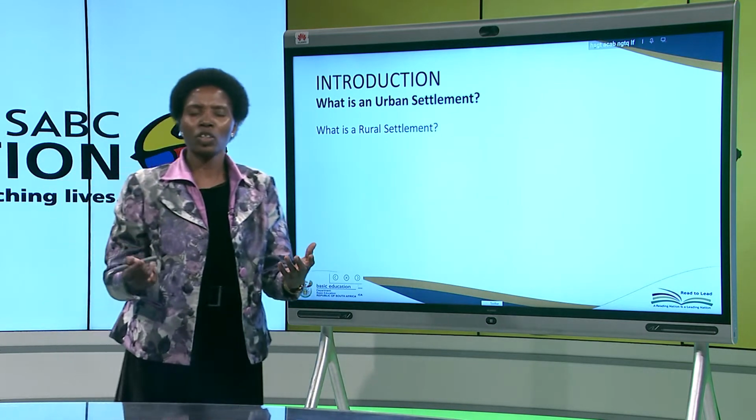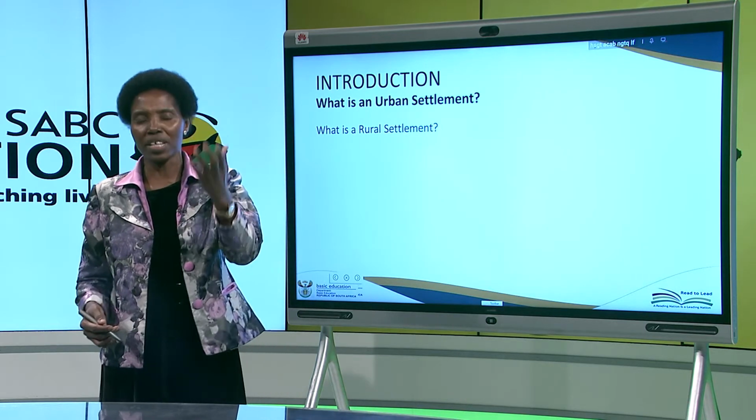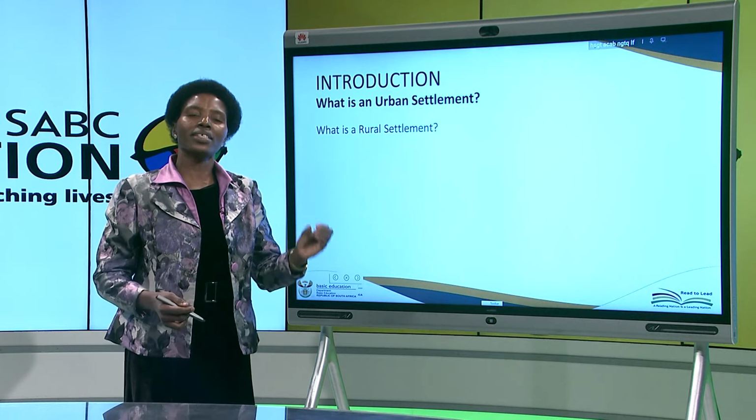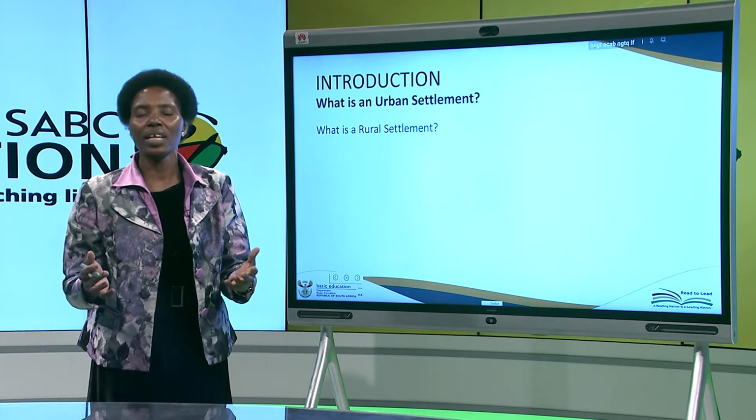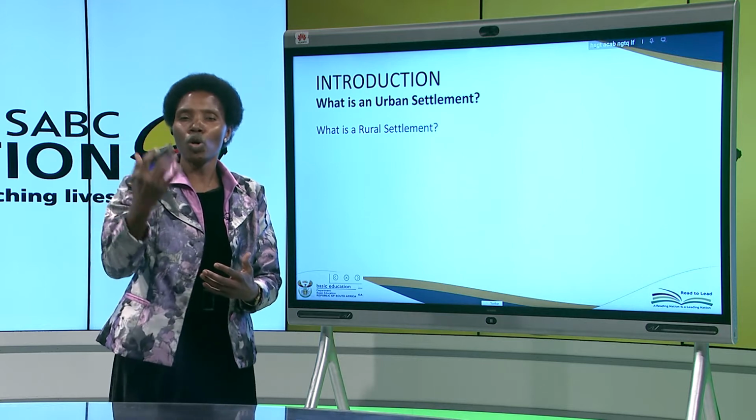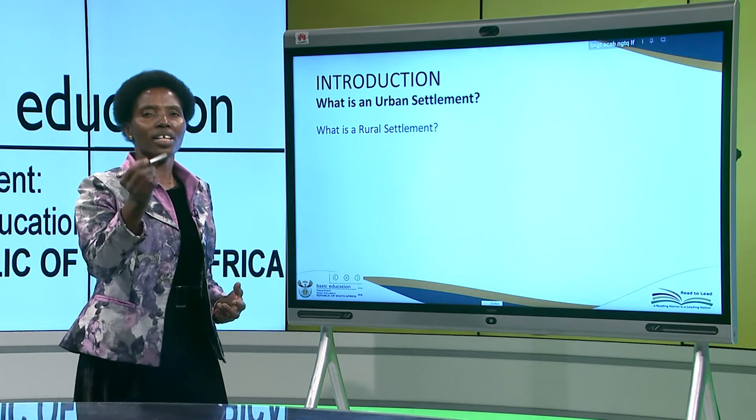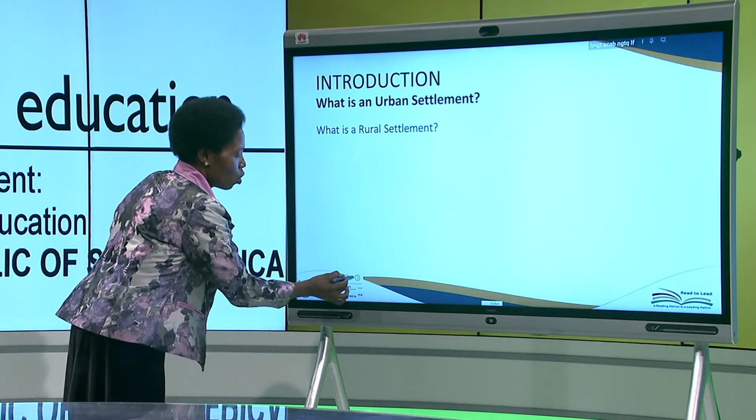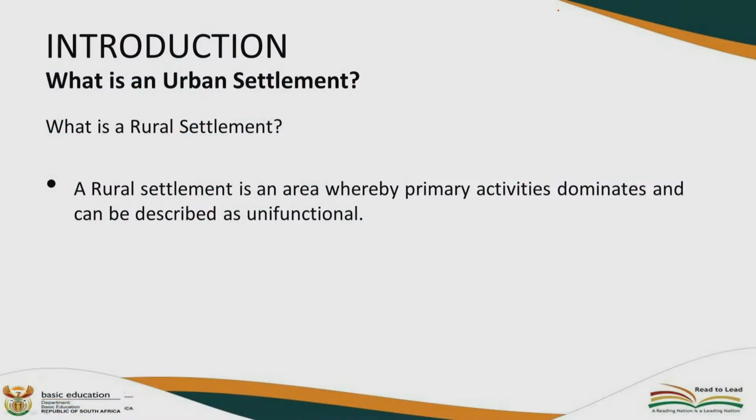What is urban settlement? We cannot explain what urban settlement is before we look at what rural settlement is, because rural settlement is the one that helps us to know that urban settlement is developing. So let us look at what a rural settlement is. Not too long ago you did rural settlement, where you define it as an area where primary activities dominate, and it can be described as unifunctional. When we talk about unifunctional, it means we have one primary activity that is dominating. So we need to take note of that.